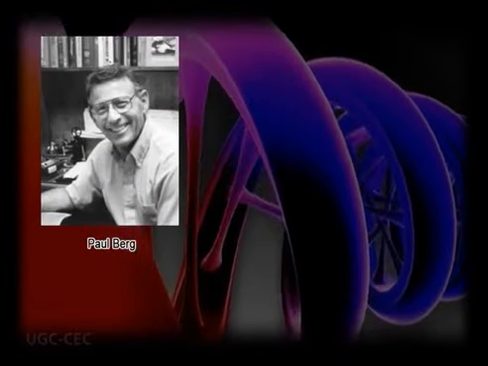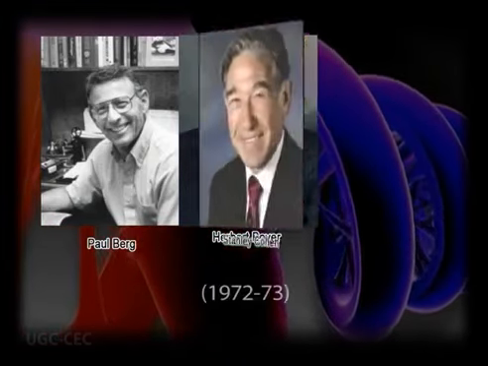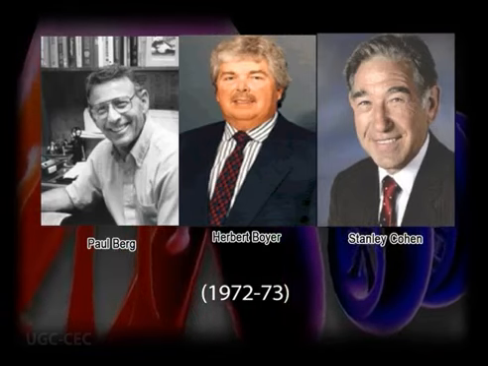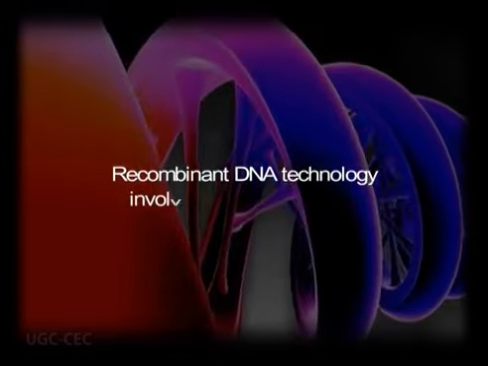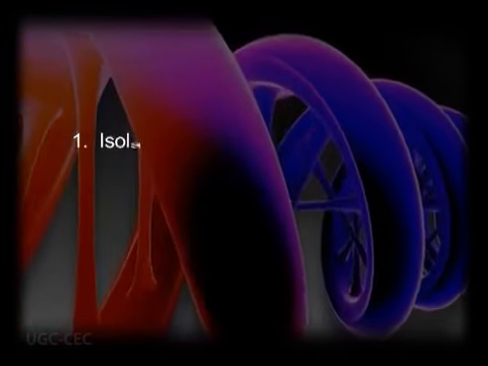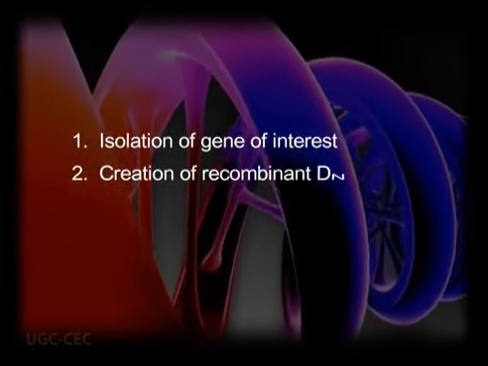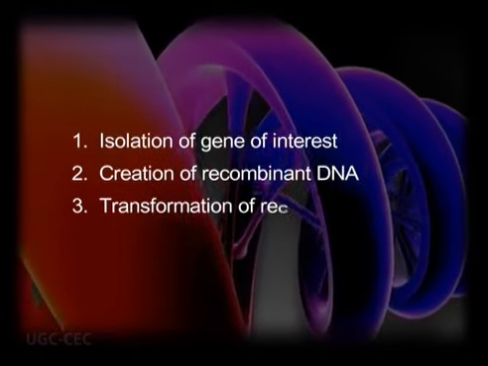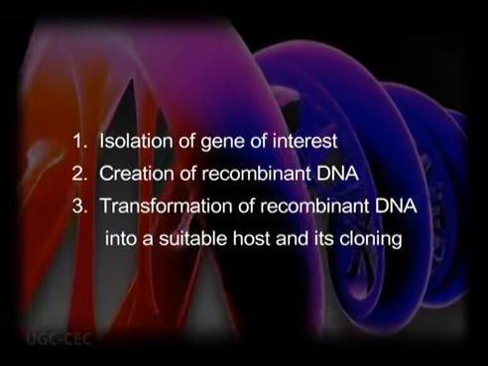The first recombinant molecules were made by Paul Berg, Herbert Boyer and Stanley Cohen in 1972-73. In general, recombinant DNA technology involves three major steps. For example, number 1, isolation of gene of interest, number 2, creation of recombinant DNA, and number 3, transformation of recombinant DNA into a suitable host and its cloning.